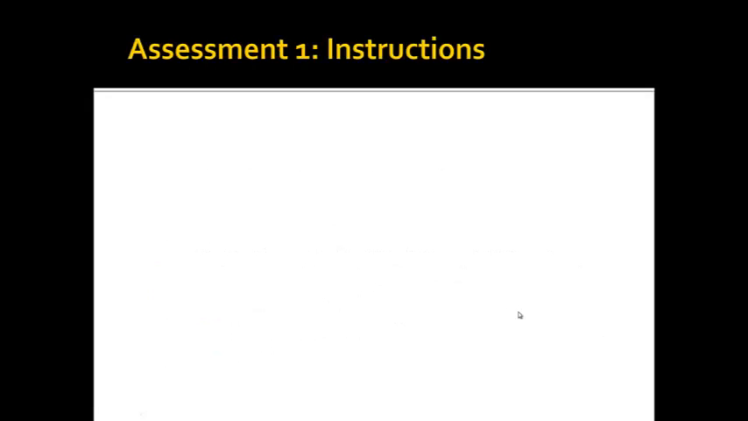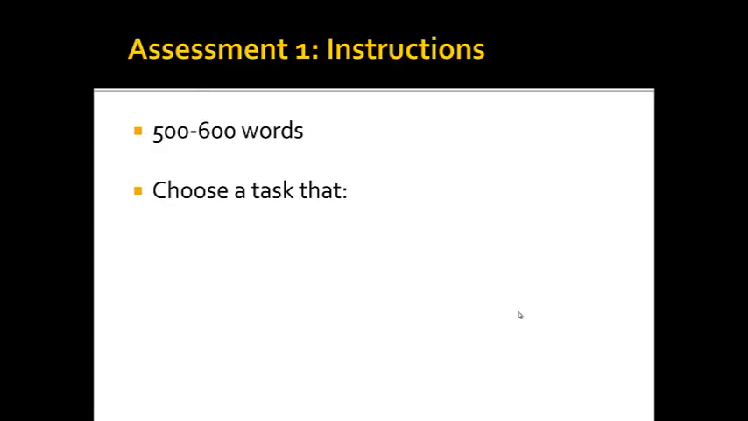So assessment 1 needs to be between 500 and 600 words in length in total. So that's from the introduction and through all of the sections of the assessment. Now you should choose a task that has several steps to it. So it shouldn't be a one-step process. It should have several parts to it that you can then write about.